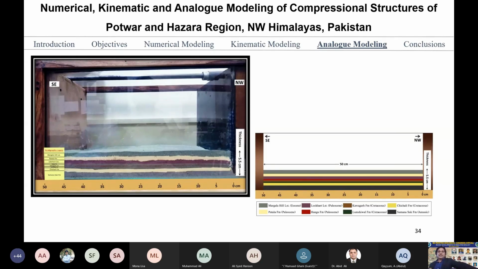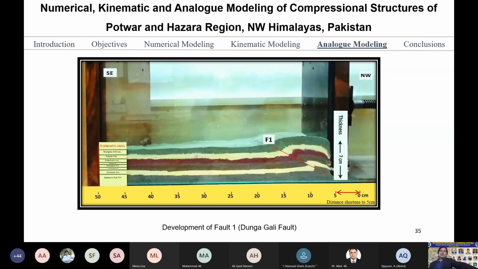The different formations can be seen in the horizontal layers, in the pre-deformation stage. So what I did, I applied a force from the right side, and at almost 5 centimeters, we got a thrust, which I named F1. Basically, this analog model is attached with a pulley, from where we can apply the force. So we applied the force, and we can see that there is a fault which is named F1. And the total shortening right now is about 5 centimeters.